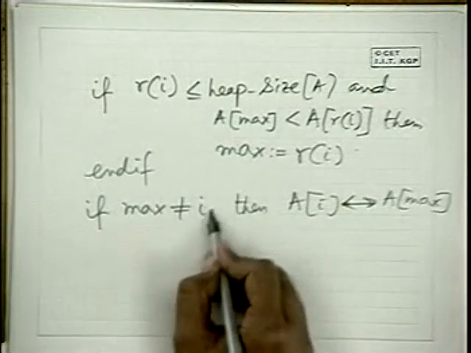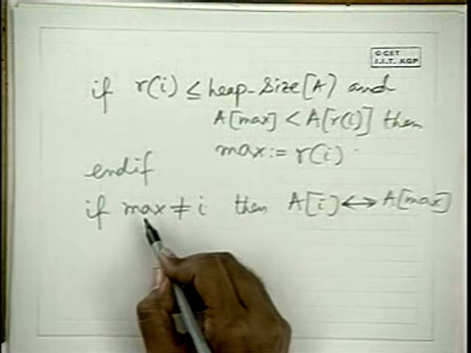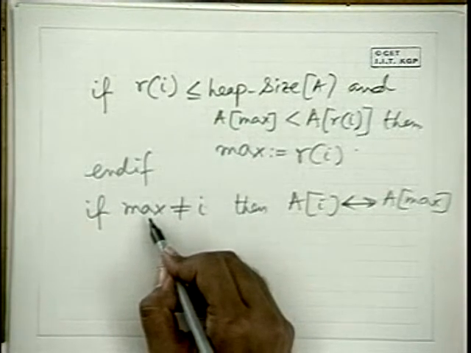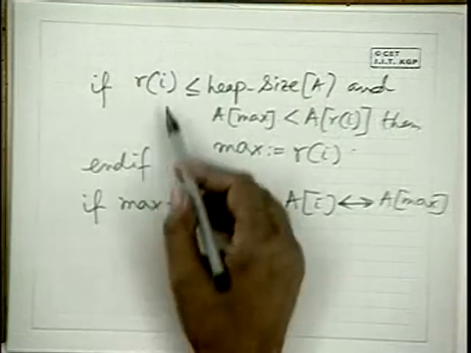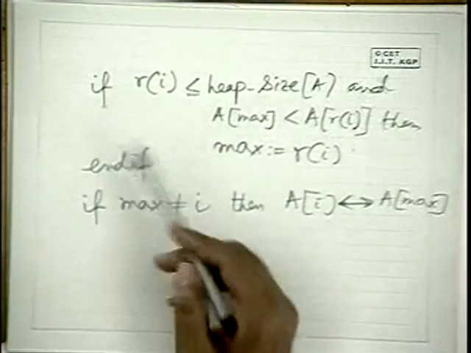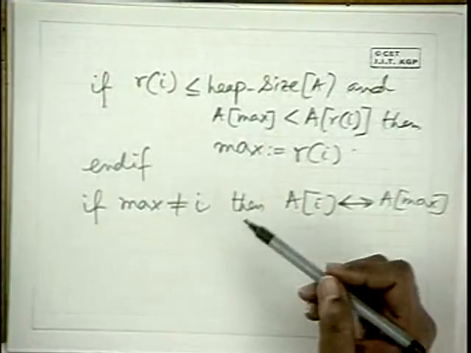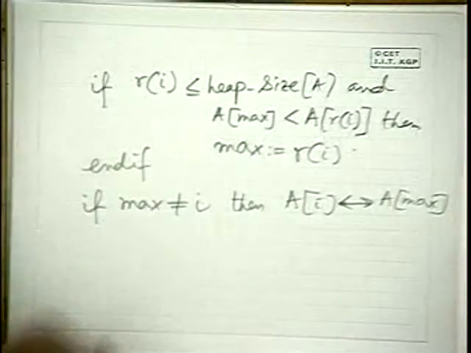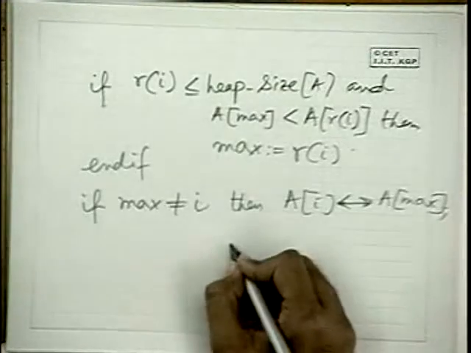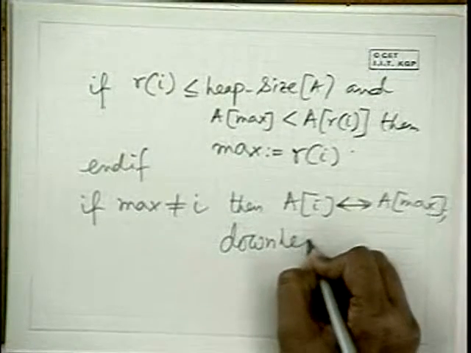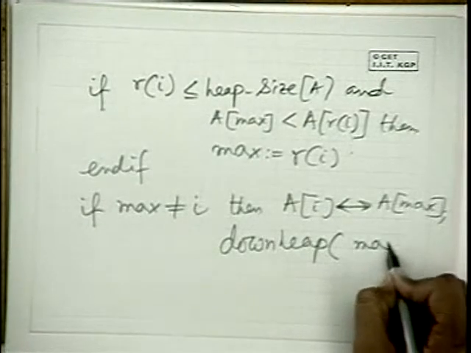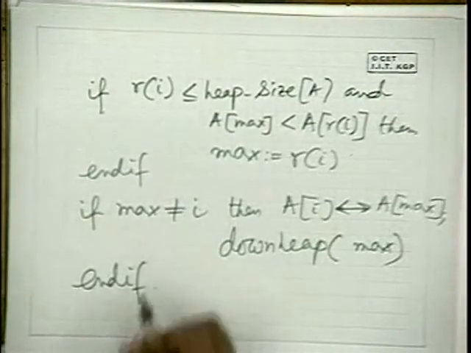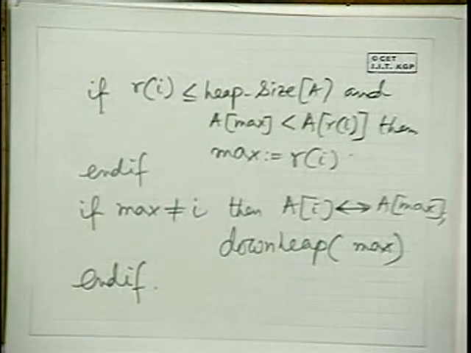Okay, and this is the condition you have to check to terminate the recursion, otherwise it will not terminate. When will max not equal I happen? When one of these if conditions is satisfied. If none of these if conditions is satisfied, max will remain as I, because the first thing was max is equal to I, if you see. So if max is not equal to I, then you swap and then you call down heap on what? Down heap on max and n. So this is the down heap.